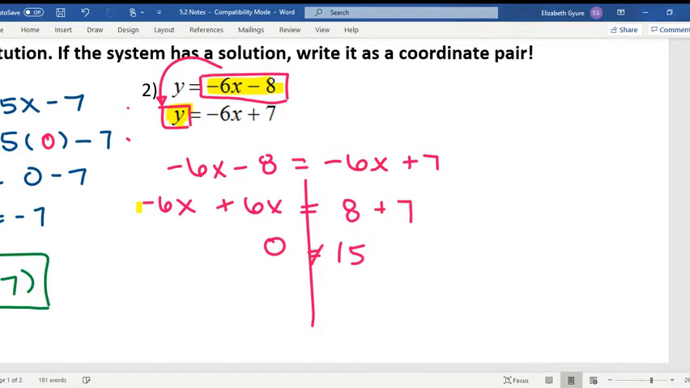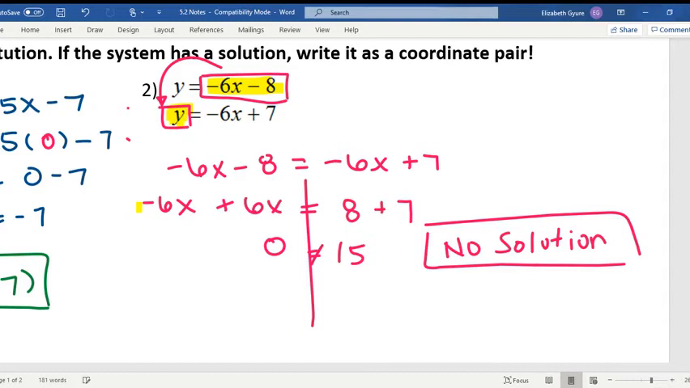No. So if you get something that is not true, what do we say? No solution. And then you're done. You don't even have to go on to the next step with this one because there is nowhere to go. Right, you can't, there's nothing to plug in. You got no numbers, you're done. That's it.